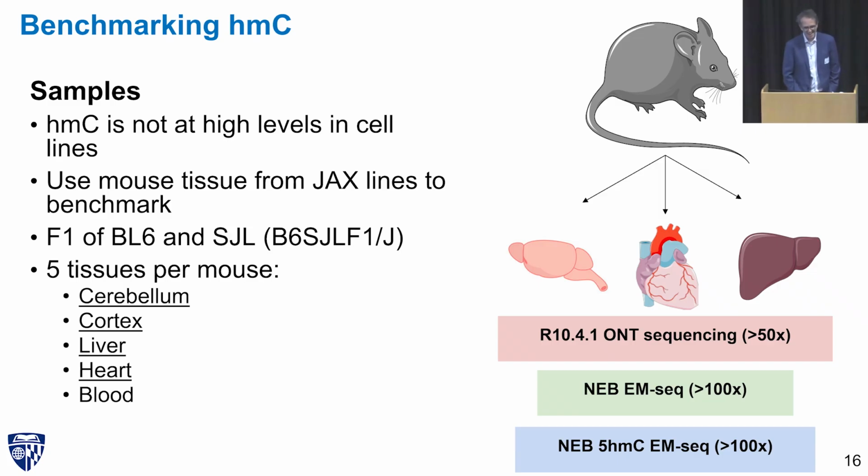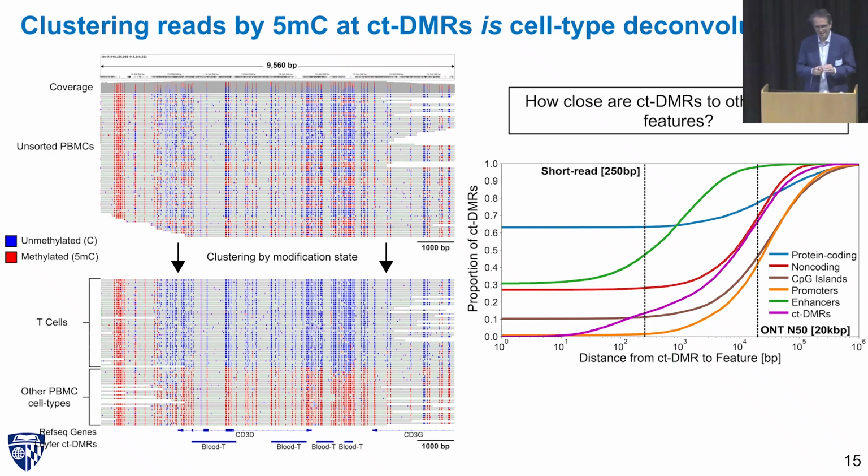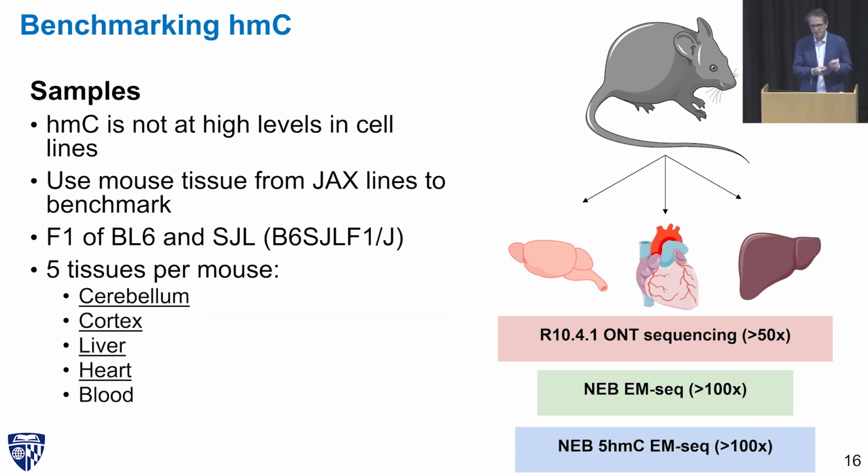So what I instead chose to do was get mouse tissue from my best friends in the whole world at JAX, because it turns out that you can just order tissue directly from them. You don't even need to have like a mouse protocol. You can just get the tissue. They'll take care of harvesting the tissue. I spent enough time doing mouse work during my postdoc. I didn't want to go back there. So we got some mouse tissue from JAX of cortex, cerebellum, heart, and liver, of F1, so we'd be able to phase of black 6 and SJL mice.